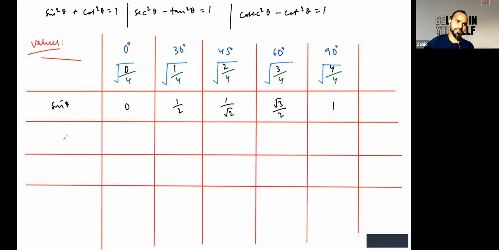To find the value of cos theta, just reverse it. This 1 will move to this place. So it will be 1, root 3 over 2, 1 over root 2, 1 by 2, and this will be 0. To calculate the value of tan theta, just divide these two terms. You will get 0 over 1, which is 0, then 1 over 2 and root 3 over 2. So 2 and 2 would cancel out, and you will get 1 over root 3. This will be 1. This will be root 3. 1 divided by 0 is called infinity, or you may say not defined.